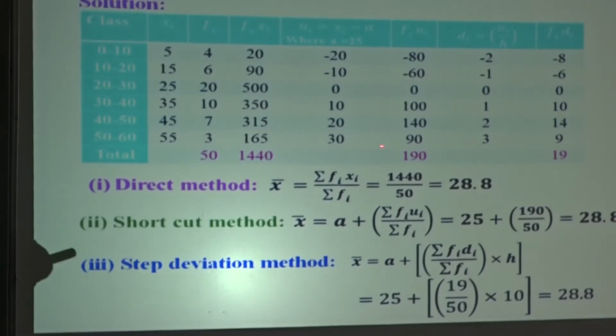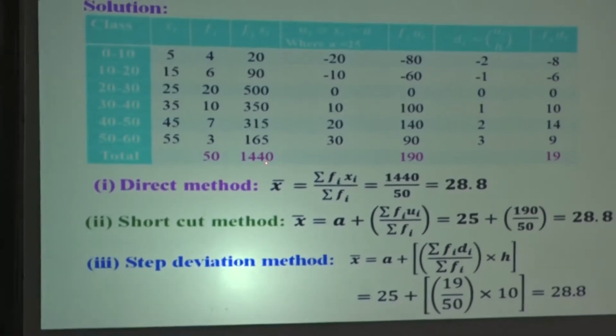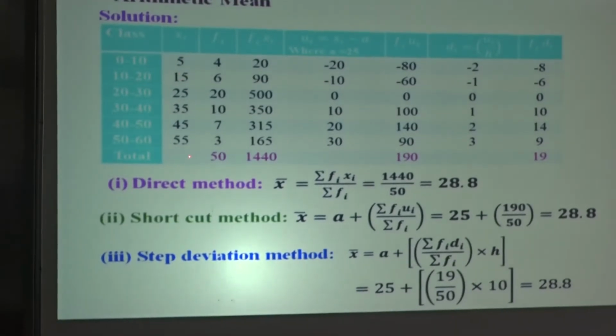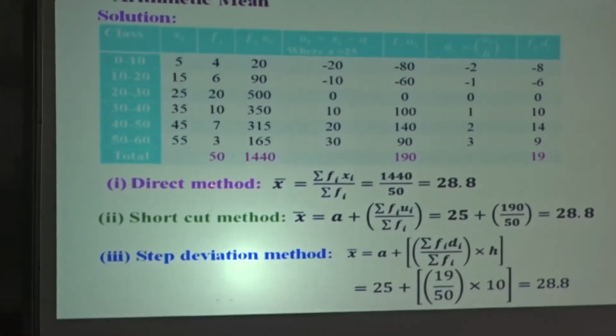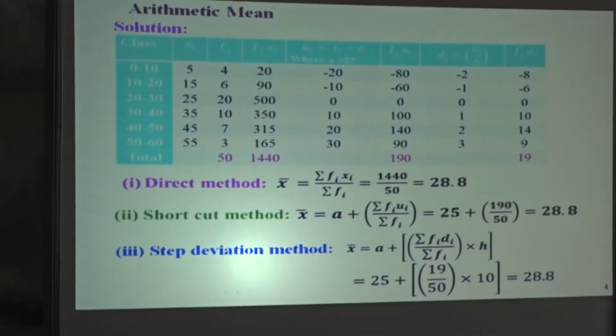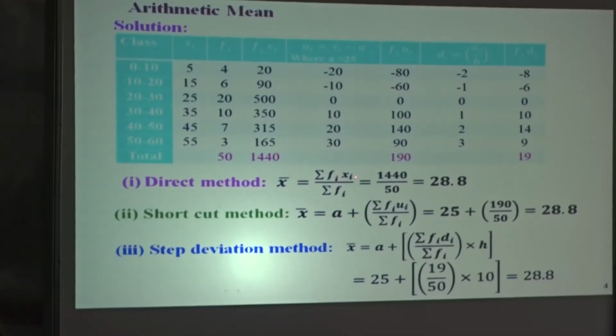Now the last row of the table is the total. Keep in mind that it is the total of each column. I don't need every total, only the totals required to proceed with these three methods; I just have to highlight those. Direct method, what's the formula? X bar is equal to sigma fi xi divided by sigma fi. Now, what is sigma fi xi?